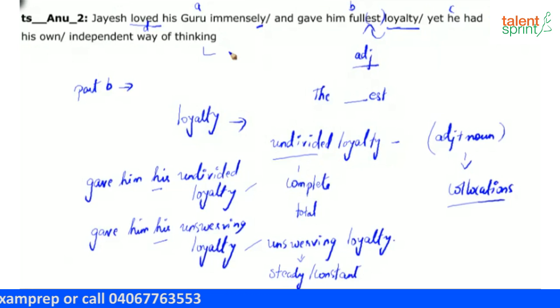Which means we are looking at superfluous words. I have own and then I have independent. Both convey the same meaning. I don't need both the words in this context. So own way of thinking is a more appropriate collocation, a more appropriate phrase. So I will delete independent. I don't need this word again, which is already giving me the meaning.